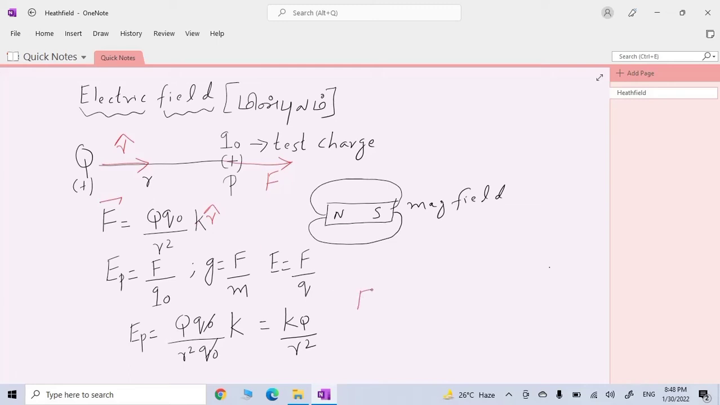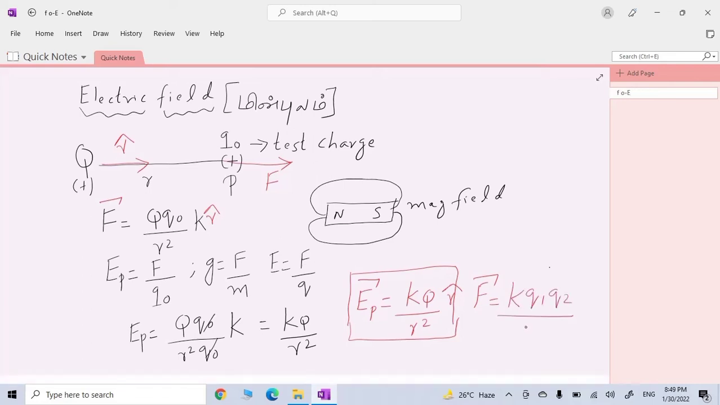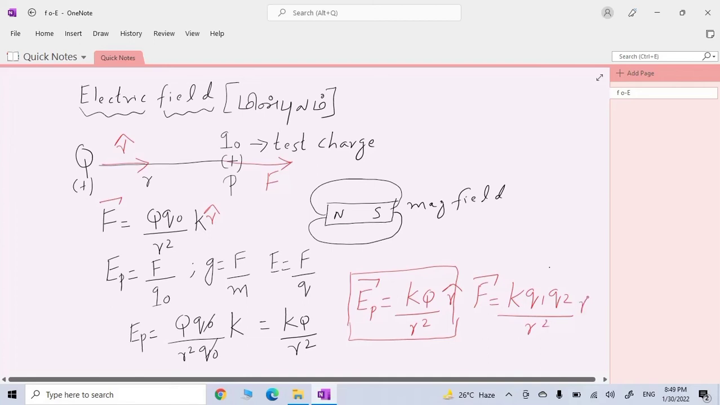Similarly, the electric field at P will be a vector, which is given by the formula kQ over r square into r cap, which is the unit vector. So this is one of the important relationships in electromagnetic theory. We have already seen this particular relationship, that is F is equal to k Q1 Q2 by r square into r cap. Similarly, this is another important relation which talks about the electric field.